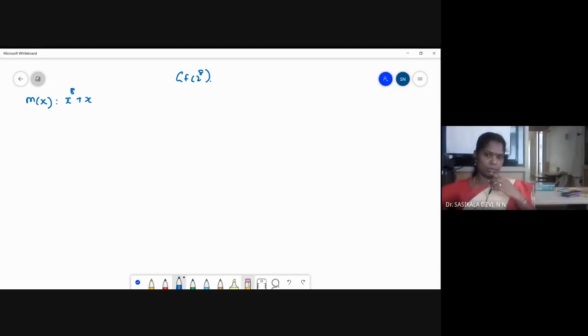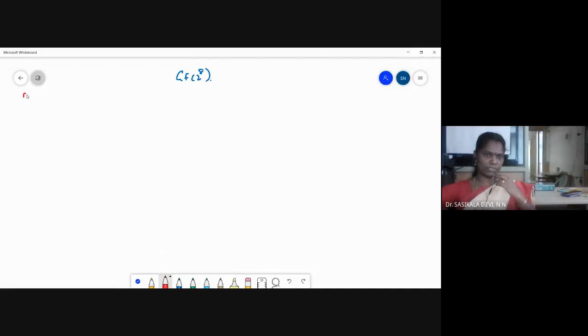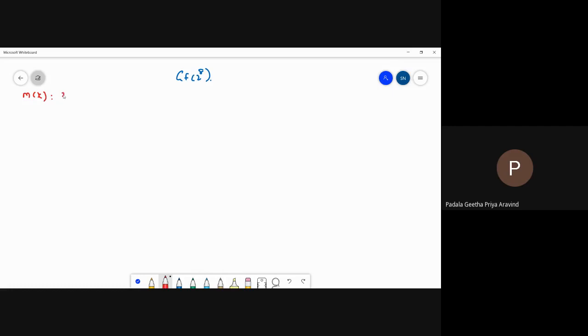So we're going to discuss a shortcut for AES arithmetic. What is m(x)? What is the AES standard m(x), the irreducible polynomial? Can anyone tell me the AES standard irreducible polynomial, the prime polynomial? It is x power 8 plus x power 4 plus x cube plus x plus 1.